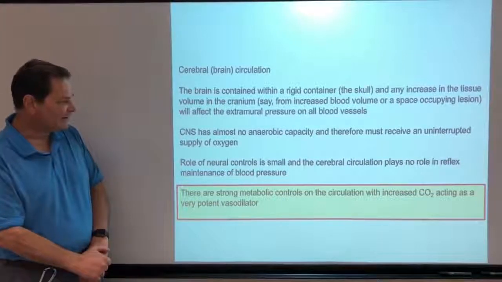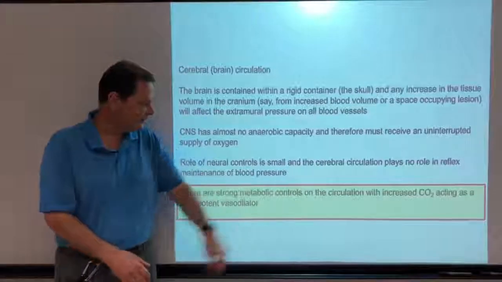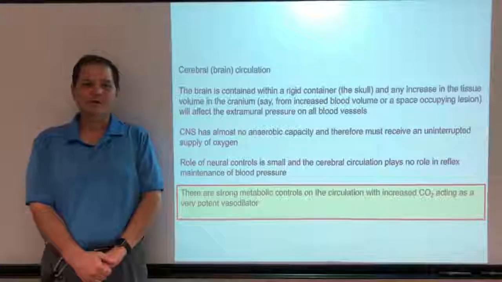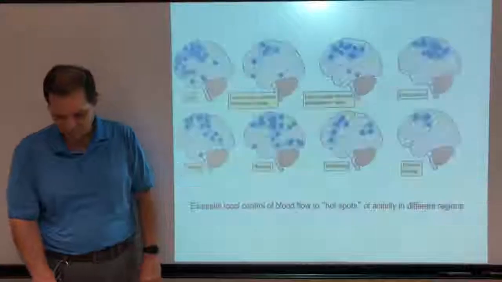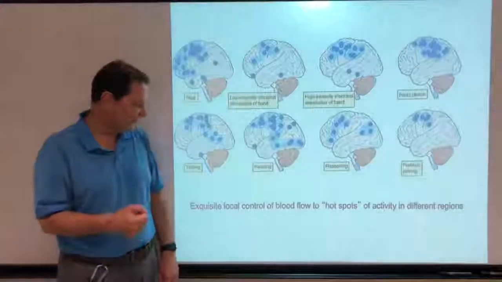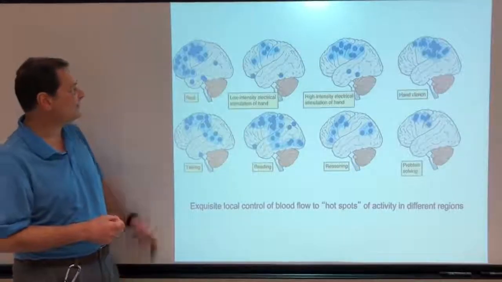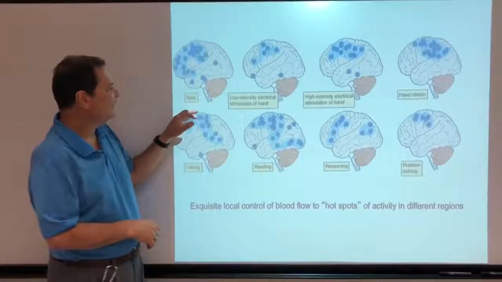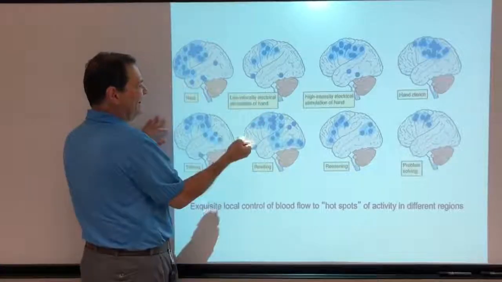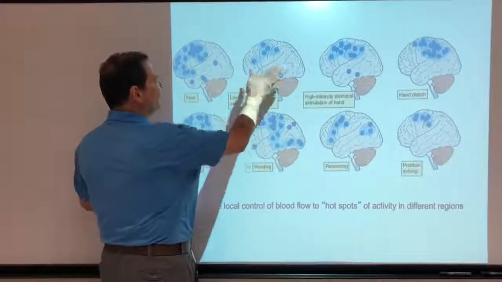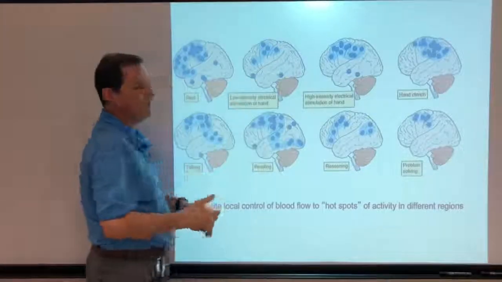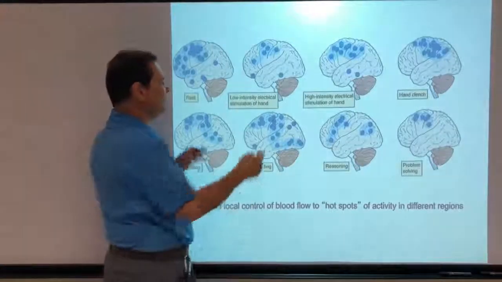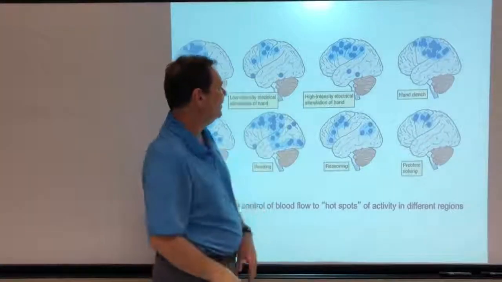We have strong metabolic controls, and that should make sense to you. Increased CO2 acts as a very potent vasodilator, so that when a region of your brain needs blood, it gets it, okay? And you can see how exquisite this control is. You actually get hot spots in your brain of blood flow depending upon what you do. So for instance, if you stimulate the hand, the muscles in the hand to contract, certain areas get more blood flow, and they're the areas that are involved in making sure that those muscles contract. And you can literally measure the increase in blood flow.